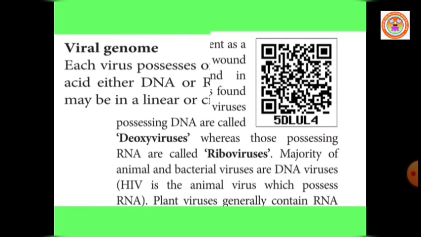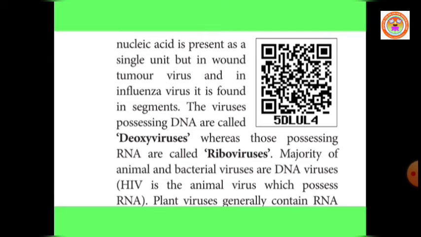In general, the nucleic acid is present as a single unit, but in wound tumor virus and in influenza virus, it is found in segments. That means it is broken into small segments, partitions maybe. Based on the type of nucleic acid present in them, viruses are divided into two groups. DNA containing viruses are called deoxyviruses. RNA containing viruses are called riboviruses. So HIV belongs to riboviruses.